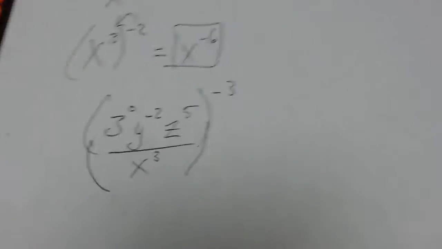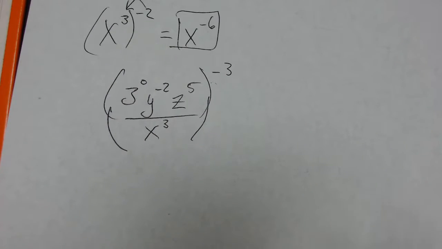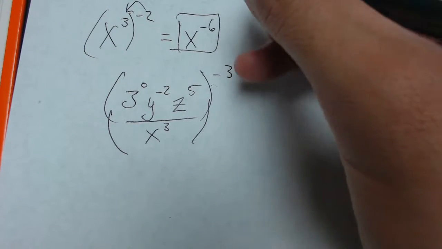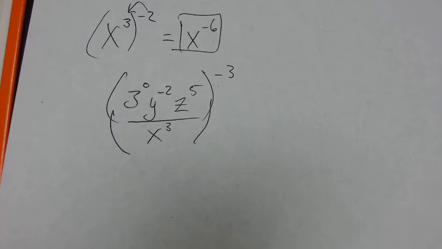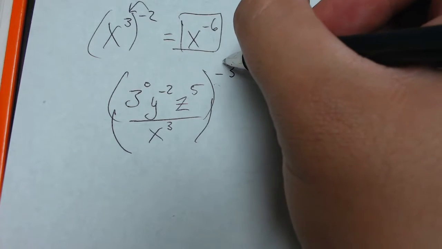I just realized I wrote all of that off camera. So this is the problem that we're dealing with. This is stuff you'll see on your homework. So what the power rule tells us is we take this -3 and we're going to distribute it, not to just one of the exponents, but to all of the exponents. So we'll go ahead and take this -3.